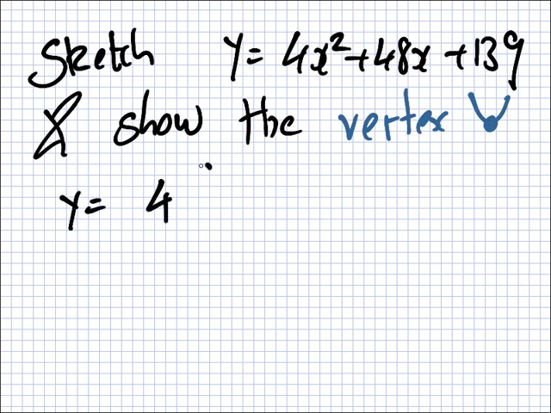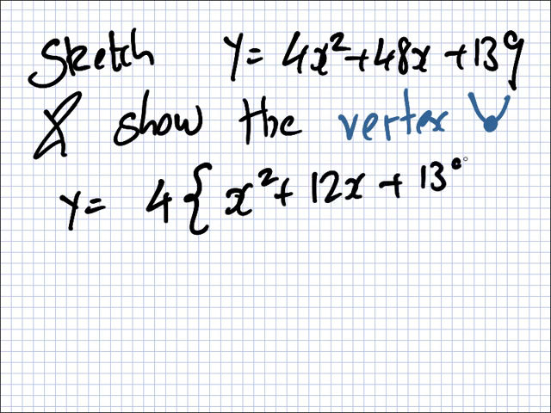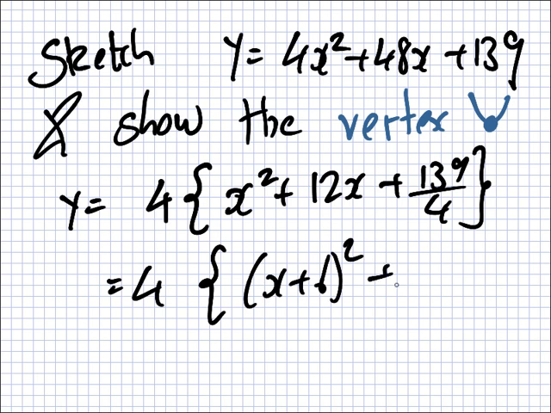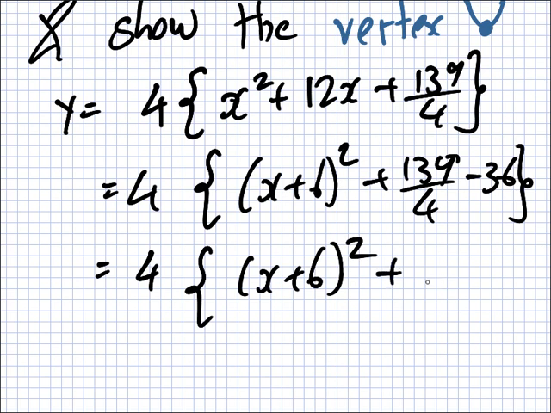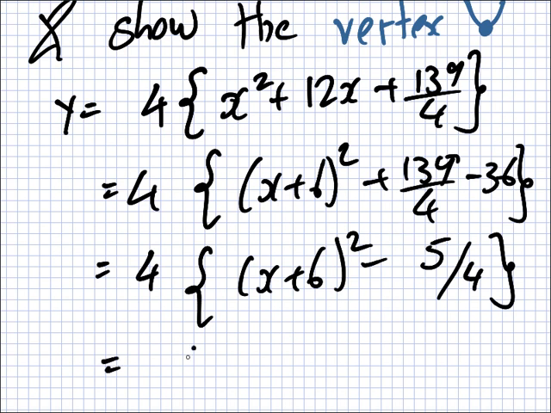We take out the 4. What's that? X squared plus 12x plus 139 over 4. Yeah? And then this will be 4 times x plus 6 squared, and then whatever 139 over 4 minus 36 is. What is that, by the way? Something over 4, I'm sure. Minus 5 over 4. And then what do I do next? What's next? Multiply by 4.